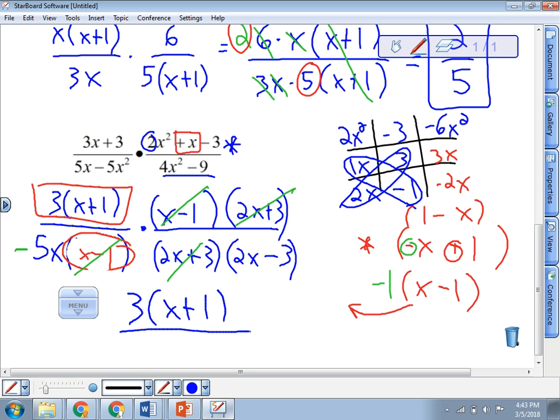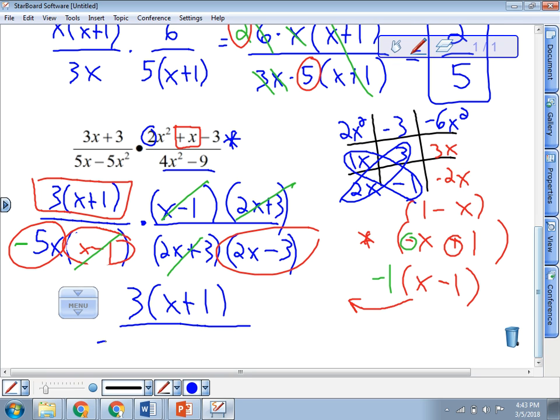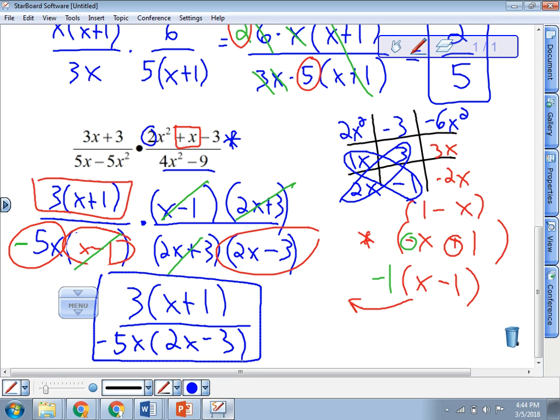On bottom, I've got a negative 5x and a 2x minus 3. Again, I'll circle those for you right here and right here. So on bottom, my final answer is going to be negative 5x times 2x minus 3, and that is your final answer. I forgot the parentheses there. So that is how you multiply rational expressions.